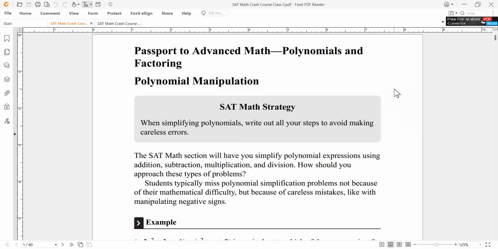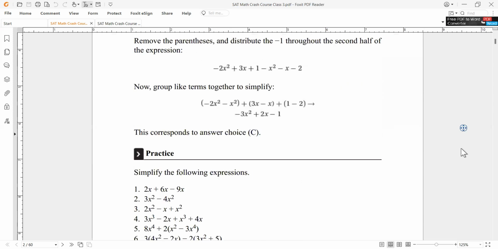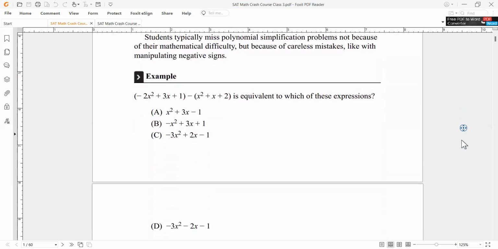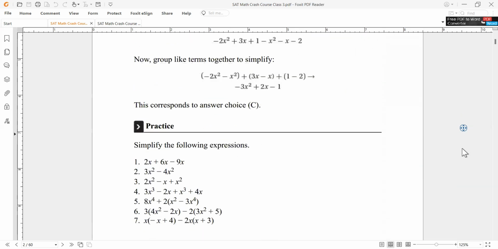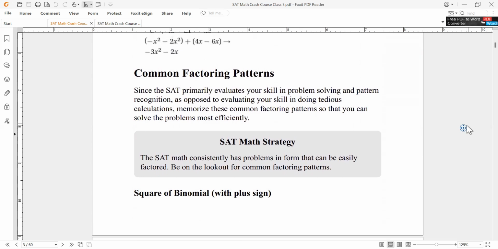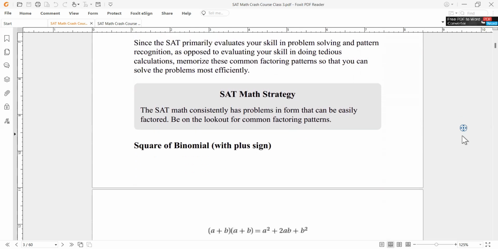Formally our classes have been over today, but I'm just going to see what we have studied. We basically started with polynomials and factoring. This is a section consisting of different chapters, and the first chapter was polynomial manipulation. We learned what it looks like and what it means: simplification, nothing but simplification. And then we did factoring and squaring of binomials.